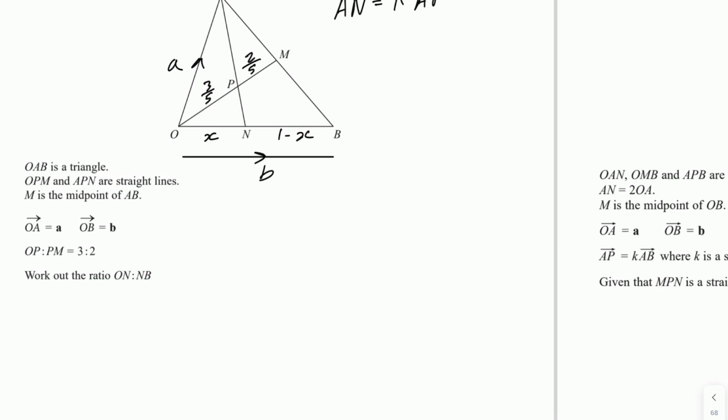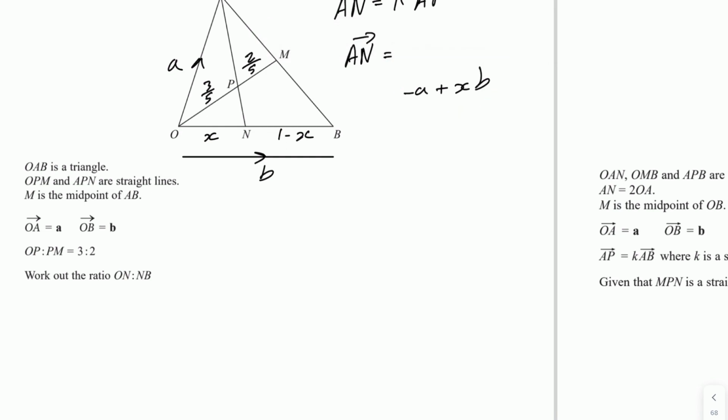So what I can now say is, what is A to N? How do you go from A to N? Well, I can go this way. So that's going to be minus a plus xb. And in fact, I'll write that out with the full working out.